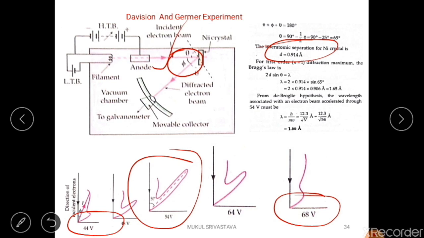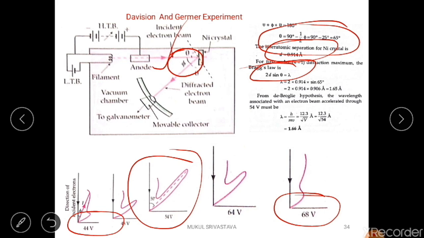Now put the value of d and this theta which you already calculated in the above relation. In this way we can find out the value of lambda, since we have these two values, theta and d. We put these values in this equation and we get the value of lambda, and that comes out to be 1.65 angstrom, I think so.